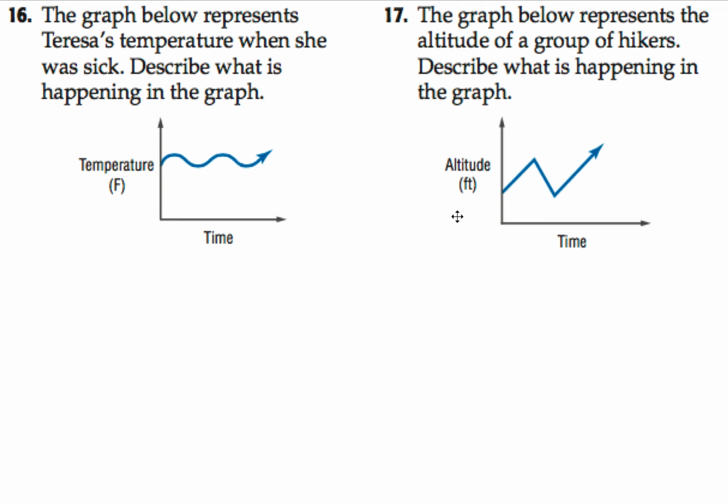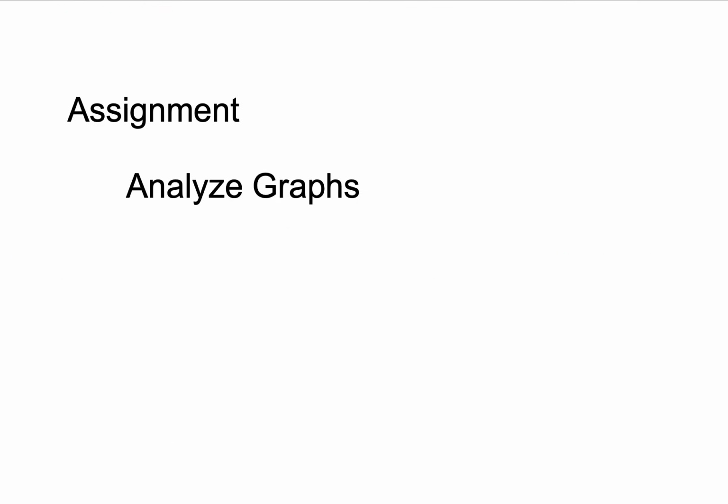And then this one over here looks like the graph below represents an altitude of a group of hikers. Describe what's happening in the graph. I would say the group of hikers start climbing up from where they parked their car, and then they decide to go back to their car for something, and they go back out on the hike. That's one possibility.